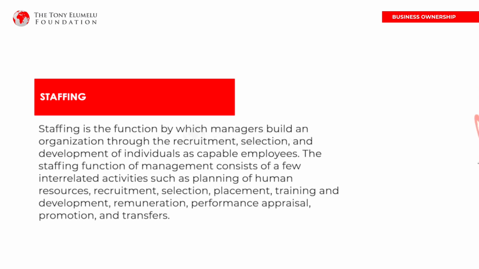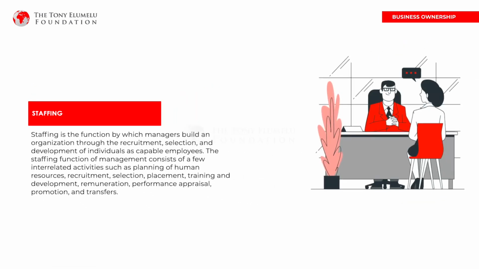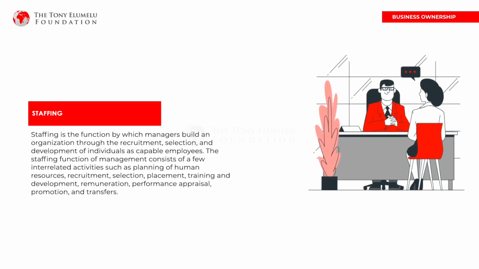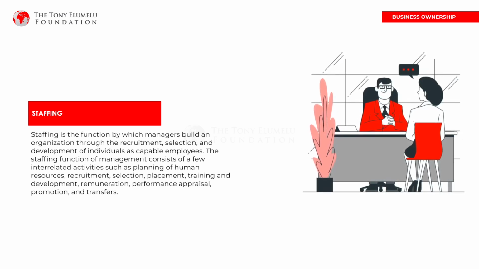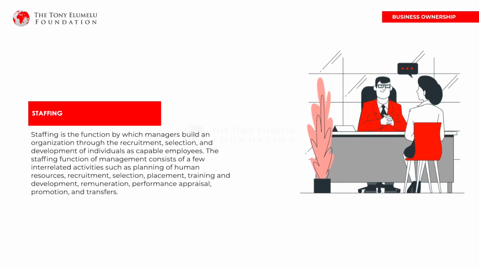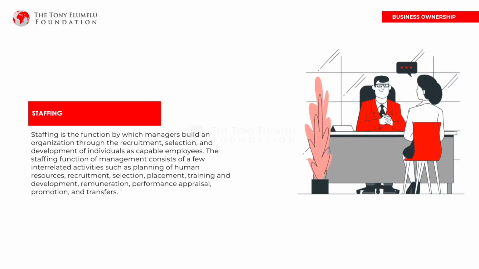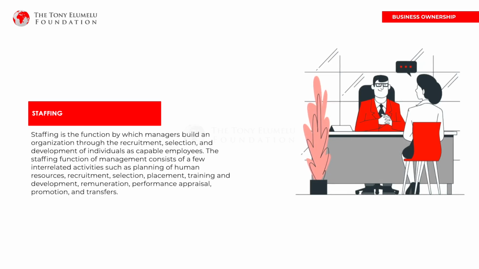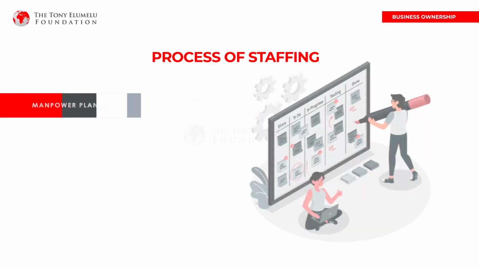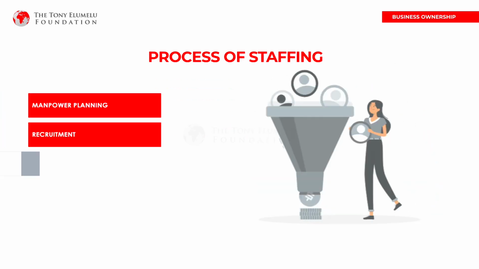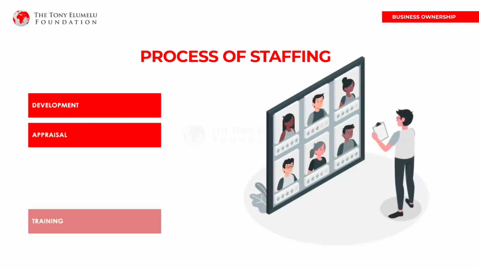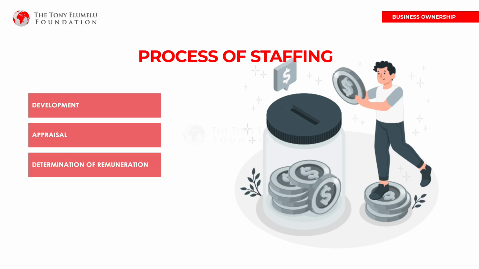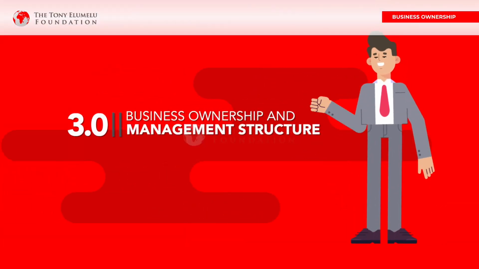The staffing function of management consists of a few interrelated activities such as planning of human resources, recruitment, selection, placement, training and development, remuneration, performance appraisal, promotion, and transfers. The process of staffing is highlighted in the following ways: manpower planning, recruitment, selection, placement, training, development, appraisal, determination of remuneration.